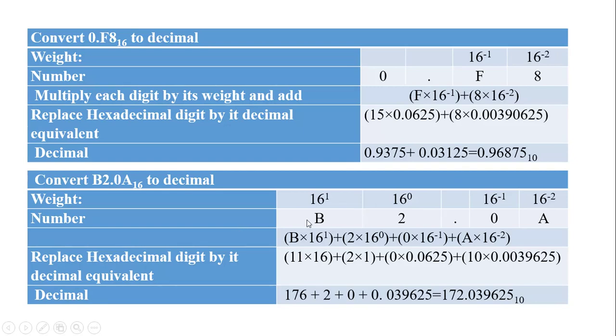So again, this is another example. Multiply each digit with its weight and add. Replace the hexadecimal characters by their decimal equivalent. So A is replaced by 10 and B is replaced by 11. So solve these products and add. So 176 plus 2 plus 0 plus 0. So this is the corresponding decimal number.